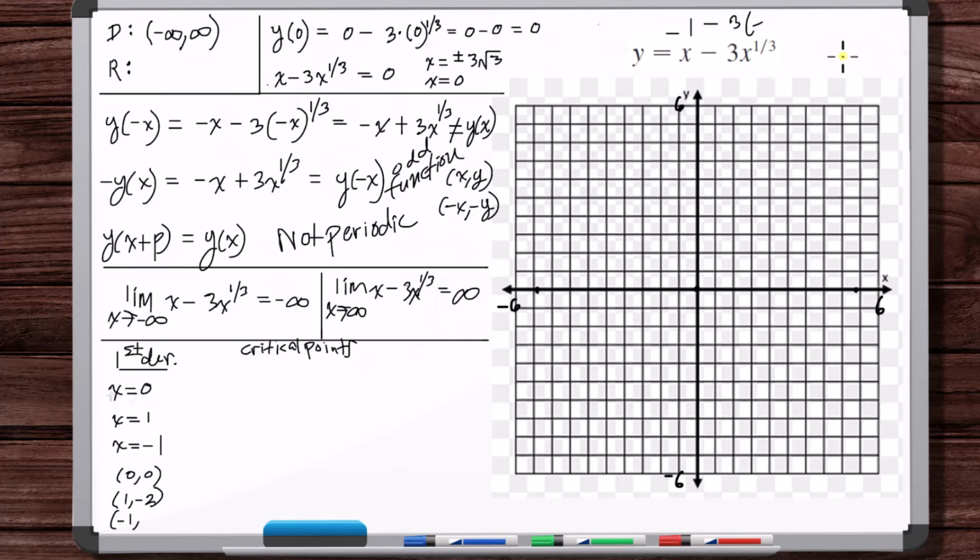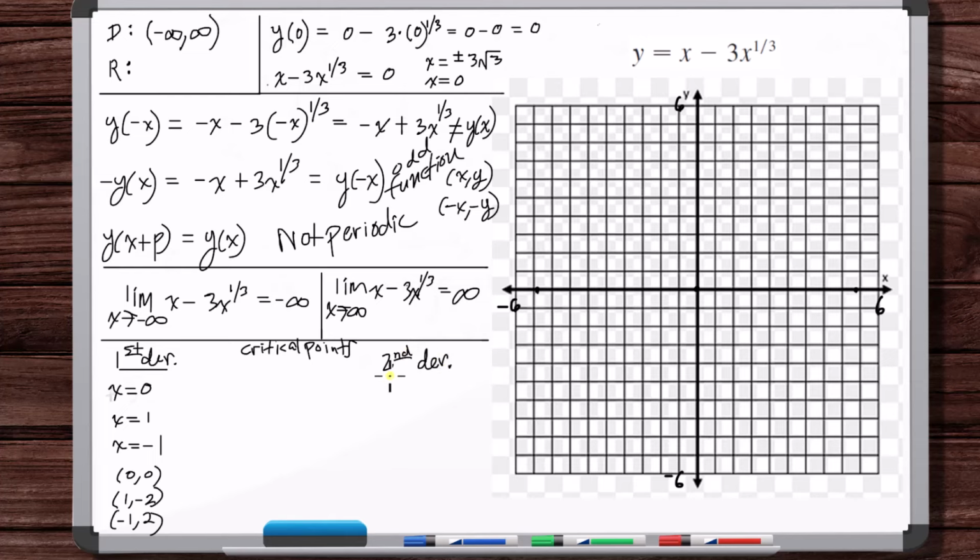Well, actually, I could have figured that out because, again, this is an odd function. And so we know that for any given point, if we know 1, minus 2 is on the graph, then you multiply each of these by minus 1. So that means minus 1, 2 is on the graph, right? This concept. So I could have figured that out from that standpoint.